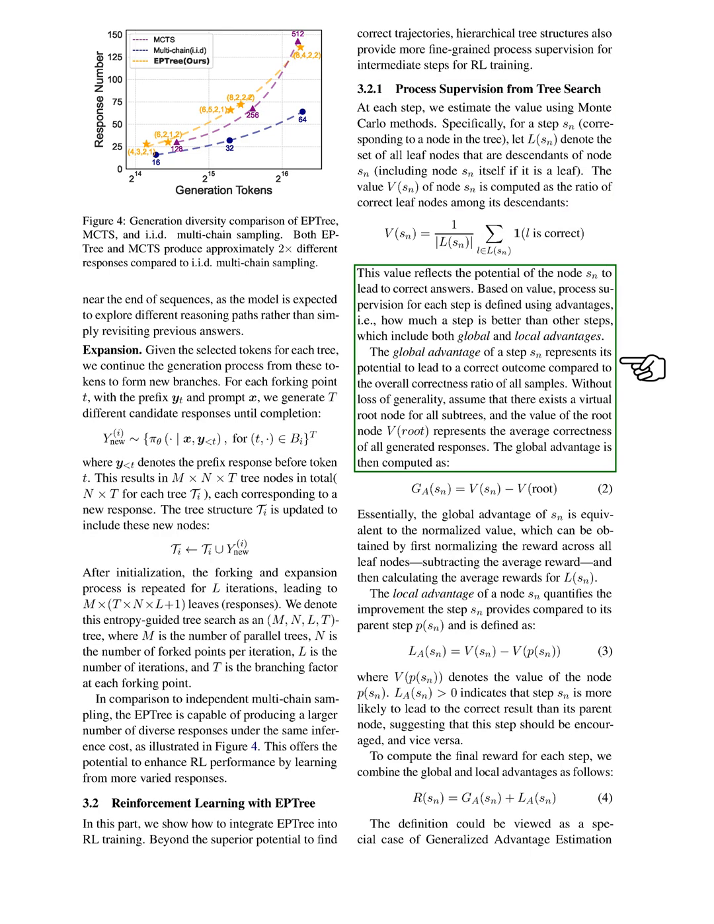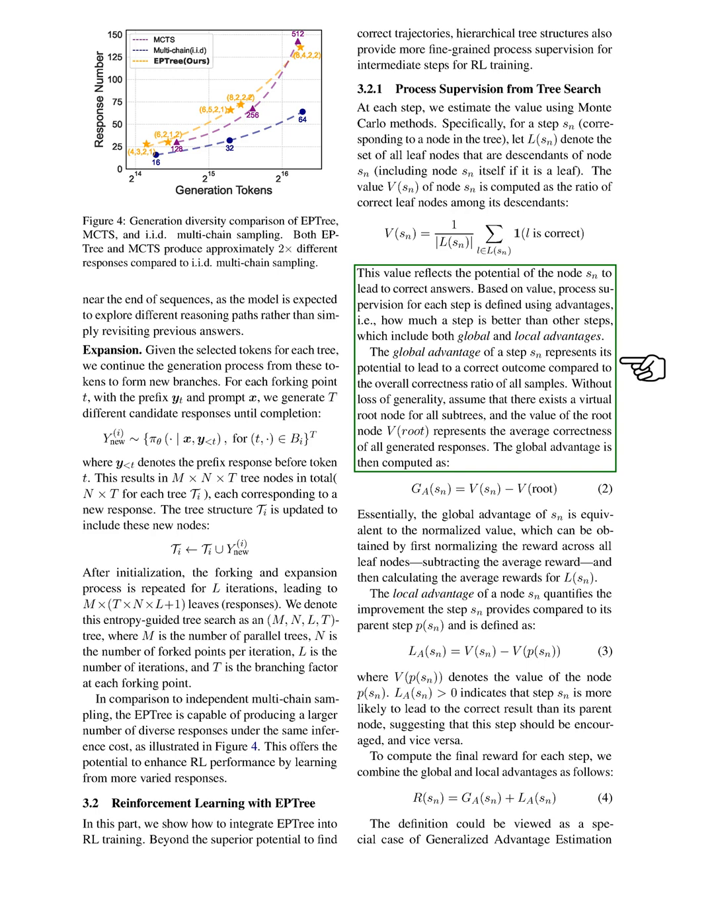We define process supervision for each step based on advantages, which measure how much better a step is compared to others, considering both global and local advantages. The global advantage of a step reflects its potential to yield a correct result compared to the overall correctness of all samples. We assume a virtual root node for all subtrees, where the root's value represents the average correctness of all responses. The global advantage is essentially the normalized value, calculated by adjusting the rewards across all leaf nodes and averaging them for the descendants of the step.